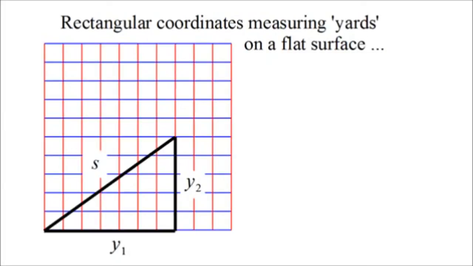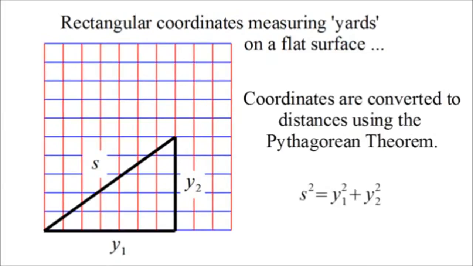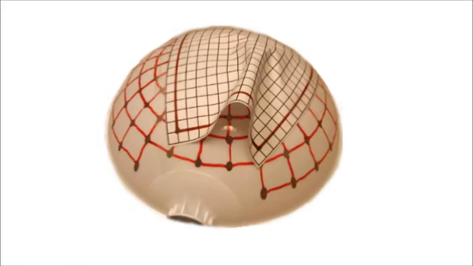Then the net displacement s forms the hypotenuse of a right triangle, and we can use the Pythagorean theorem to calculate it. s squared is equal to y1 squared plus y2 squared. So the Pythagorean theorem is the basic tool that allows us to interpret coordinate changes as the distance between 2 points on the surface. Now we've seen in previous videos that a graph paper coordinate system won't fit on a curved surface, so we've got to consider more general types of coordinate systems.